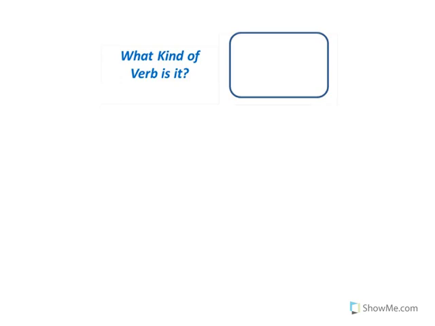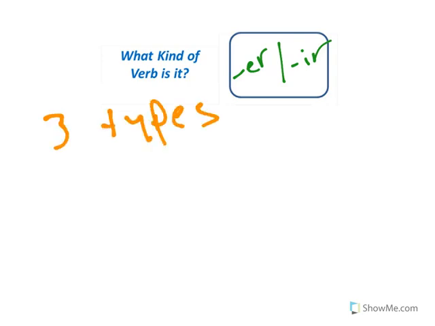So what kind of verb are we doing today? Today we are doing those that end with ER and those that end with IR. Now, that is important because in Spanish, there are three types of verbs. So, the first type is an AR ending, the second is an ER, and the third is an IR ending verb. And let me give you an example of each real quick.